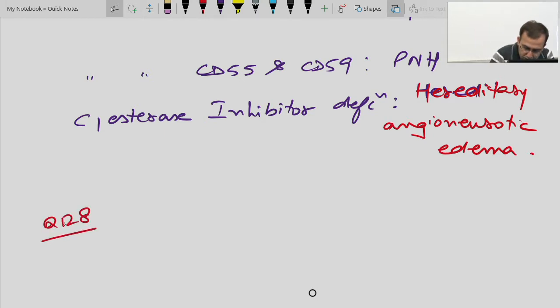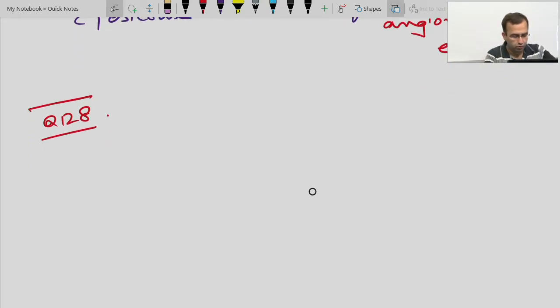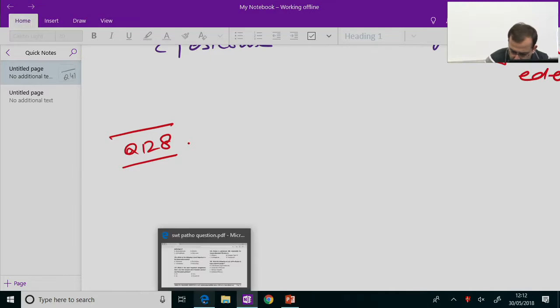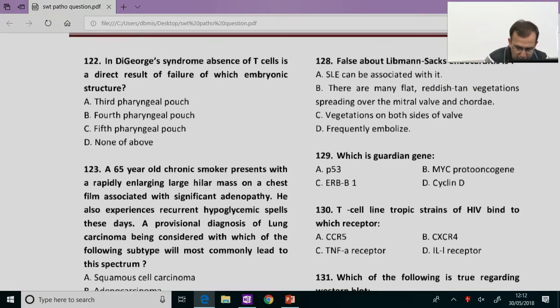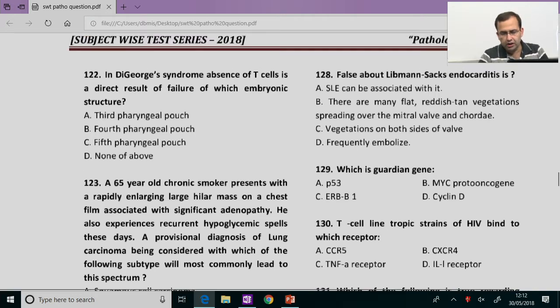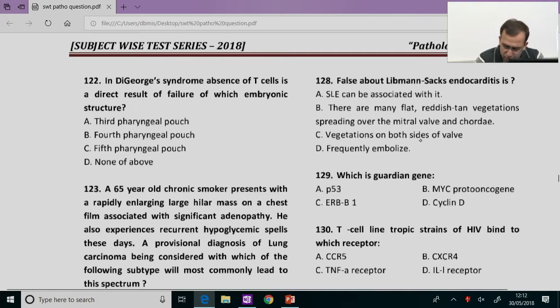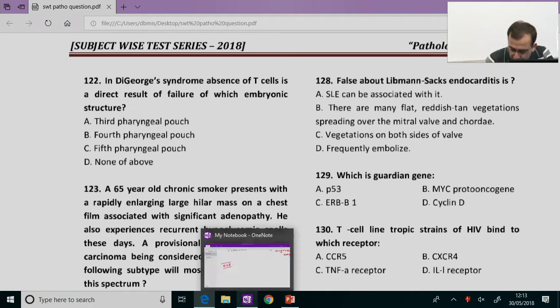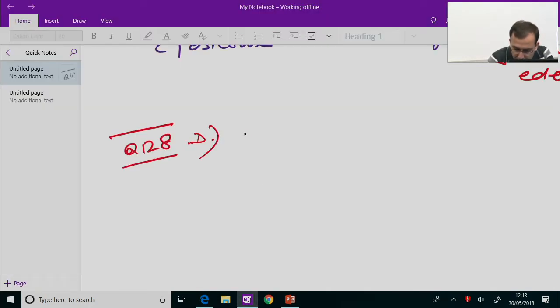This gets us to the next one, question number 128. False about Libman-Sacks. Libman-Sacks endocarditis is obviously SLE affecting the heart, so SLE can be associated with it. True. Next, there are many flat reddish tan vegetations spreading over the mitral and the chordae. The vegetations occur on both sides of the heart wall, the upper surface as well as the lower surface. They are more common on the lower surface, but they occur on both. That is option C. Frequently embolize. This is false. So the answer to question 128 is D.